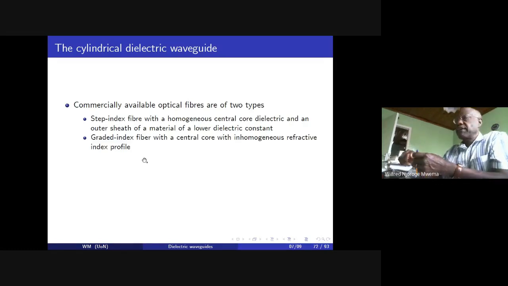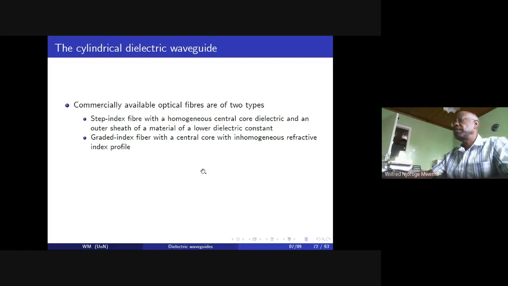Then we can have another one called the graded index fiber. It's more like those of us who use specs, there's what you call progressive lenses, where the refractive index is changing. So for the graded index fiber, the refractive index of the dielectric is allowed to vary, that is to decrease from the central region towards the periphery of that particular dielectric. And therefore, we call it an inhomogeneous refractive index profile.